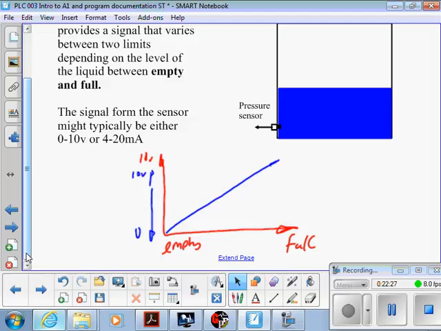So that signal can be any level, it can be 2.356 volts, or 7.382. It doesn't mean that it's varying all the time. It can be varying, going up and down like this, for tank levels going up and down, but equally, if nothing's going out and nothing's going in, it's at some stationary point between those two limits.